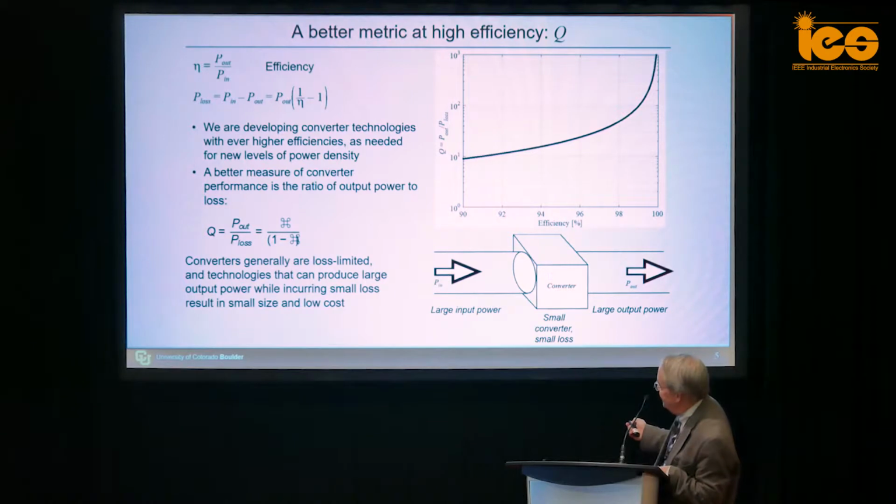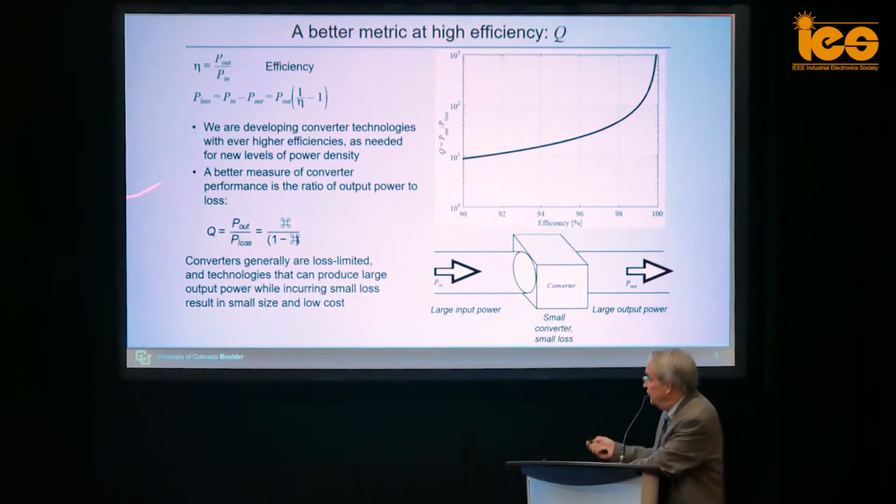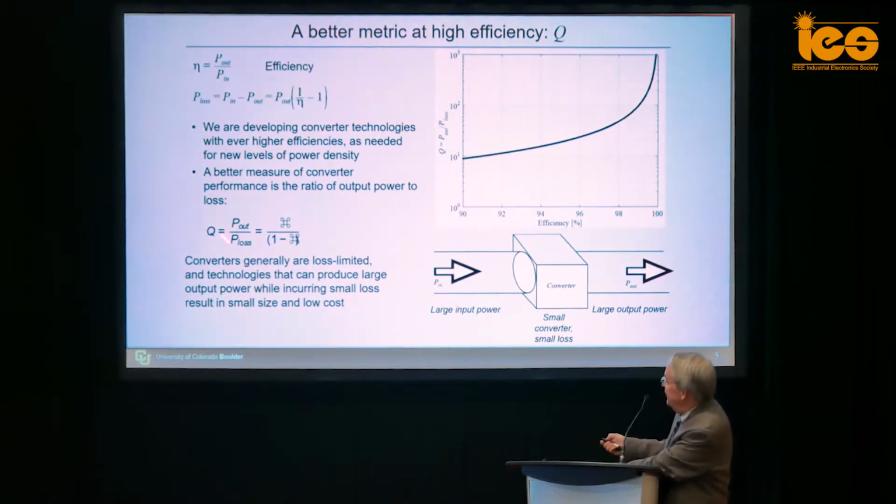The smaller the box is, the less cooling it has, and the less loss it can handle. So if we have a box that's a certain size with a certain cooling performance, then the loss is a given number. And if we want higher power density, we need to make higher output power with the same loss. And so Q is the direct measure of that.